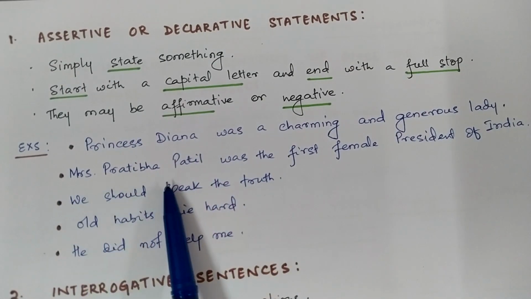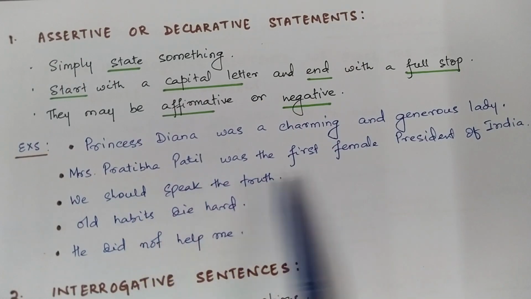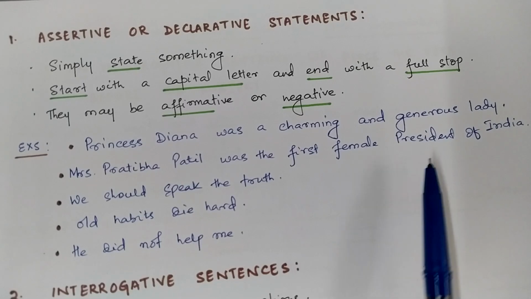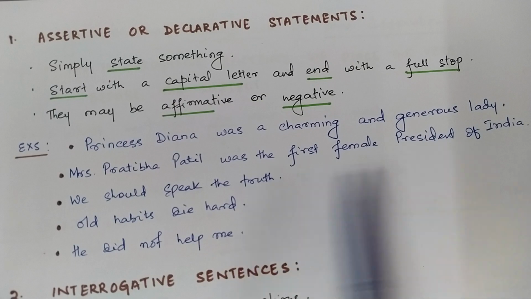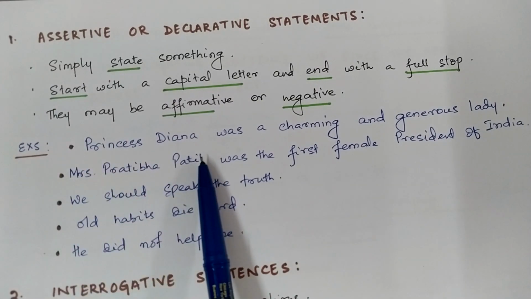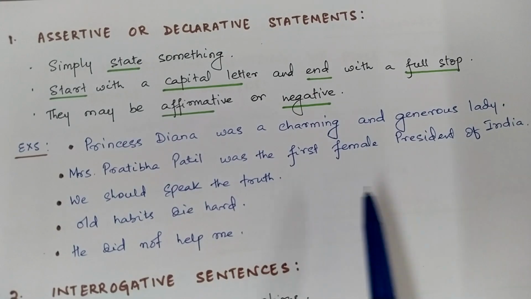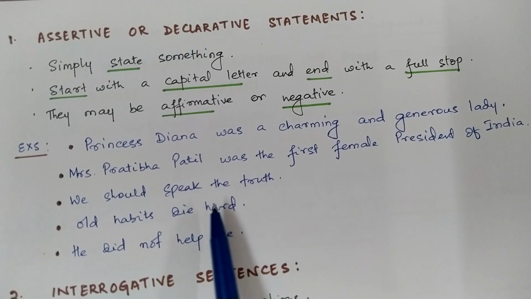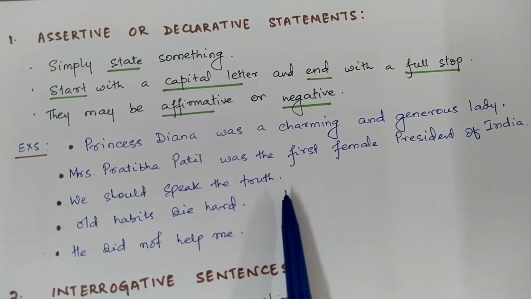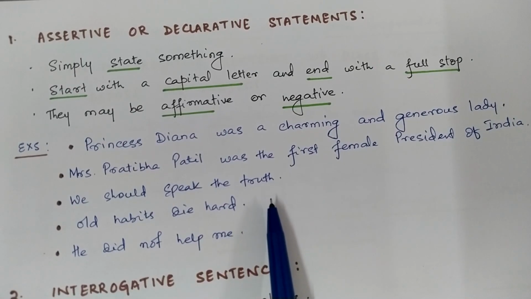Next, Mrs. Pratibha Patil was the first female president of India. Now, this statement is simply stating that Mrs. Pratibha Patil was the first female president of India. So, we are talking about our subject Mrs. Pratibha Patil and she was the first female president of India. Next, children, we should speak the truth. That means we should speak the truth is a declarative statement or an assertive statement. That means it is saying that we should speak the truth because it is a positive thing.